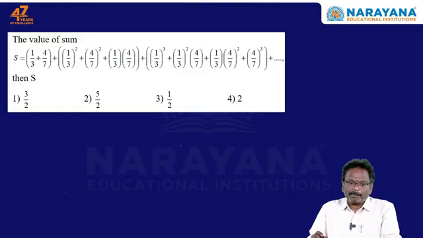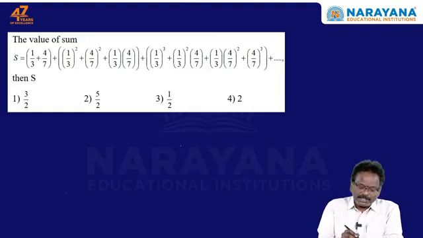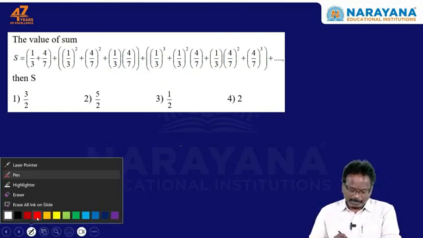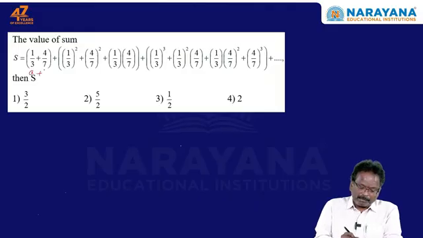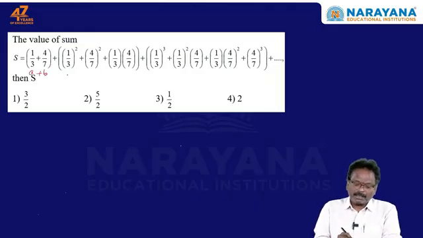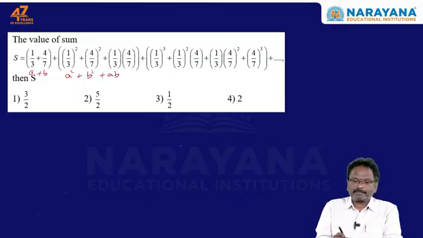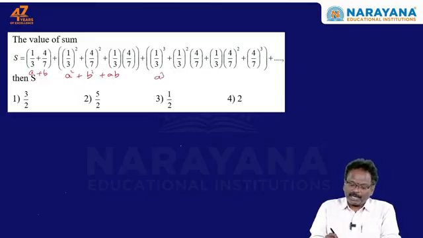You observe the given problem carefully. This is in the form of a plus b. This is in the form of a square plus b square plus ab. This is in the form of a cube plus b cube plus a square b plus ab square.